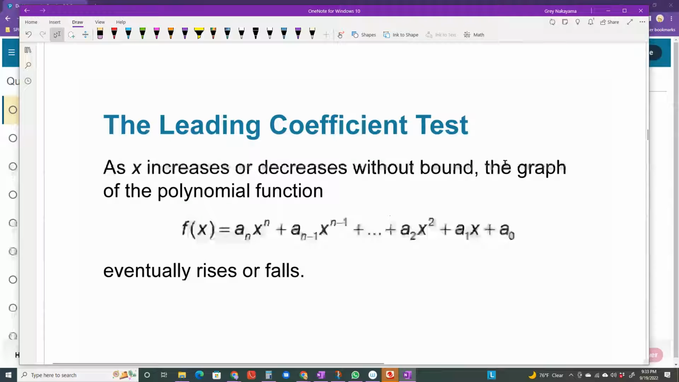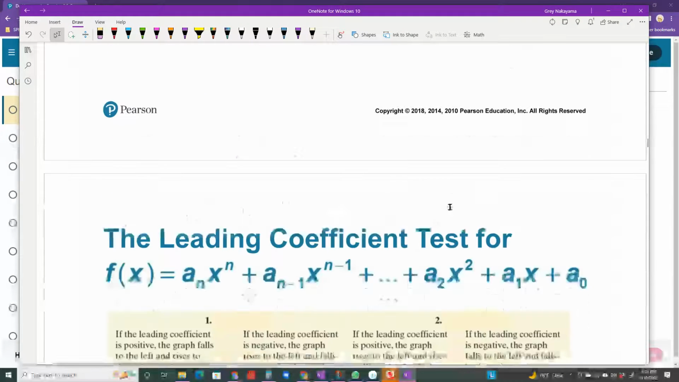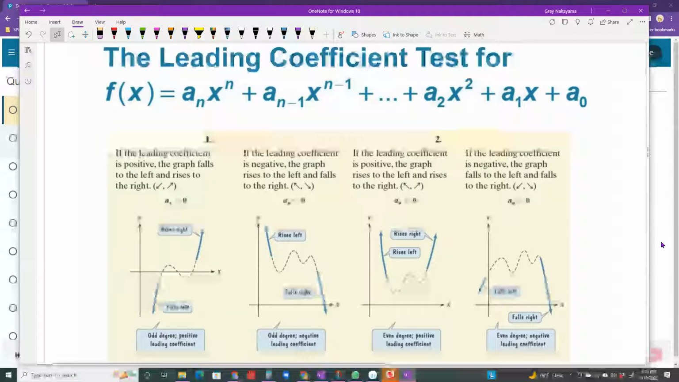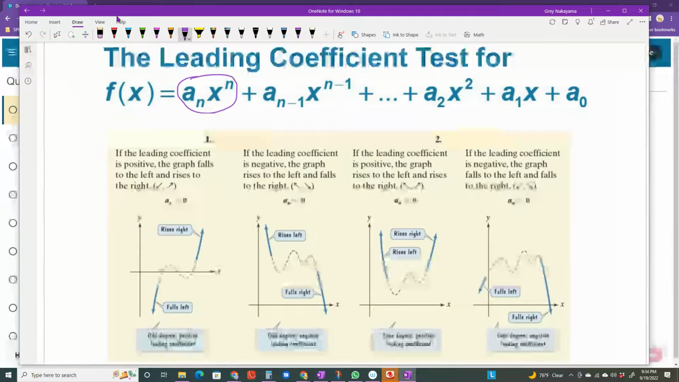Okay? Now, this is talking about any kind of graph, any kind of polynomial that we have. It will increase or decrease without bound. Therefore, it eventually rises or falls. This is according to the leading coefficient test. And here it is summarized for you. Okay, so when you find this leading coefficient, it would really help me for you to circle it so I know you know which one is the highest exponent. And you're looking for n, n as the exponent of x.